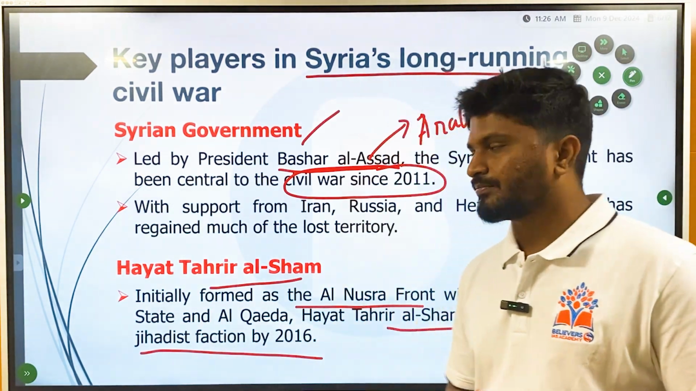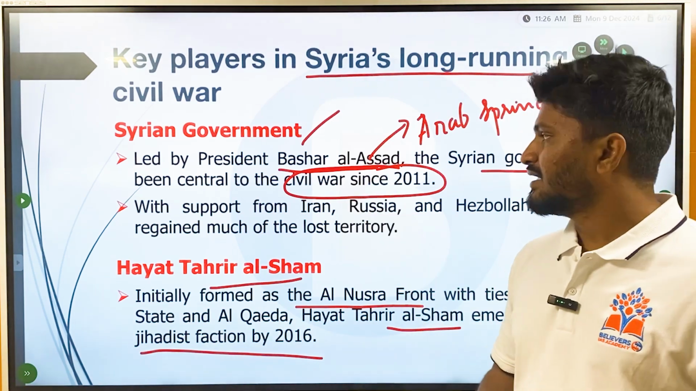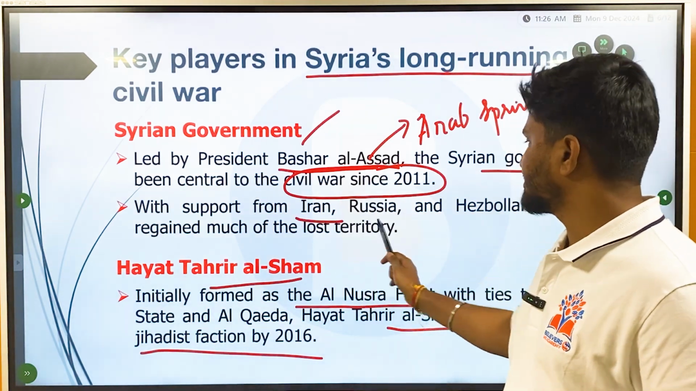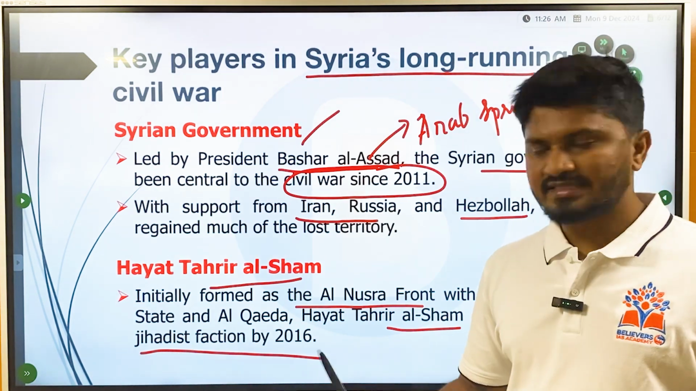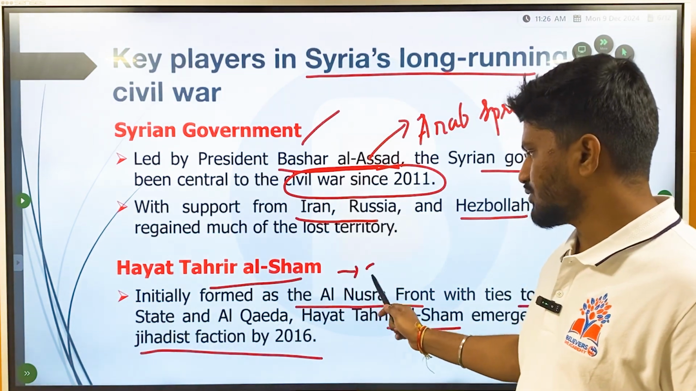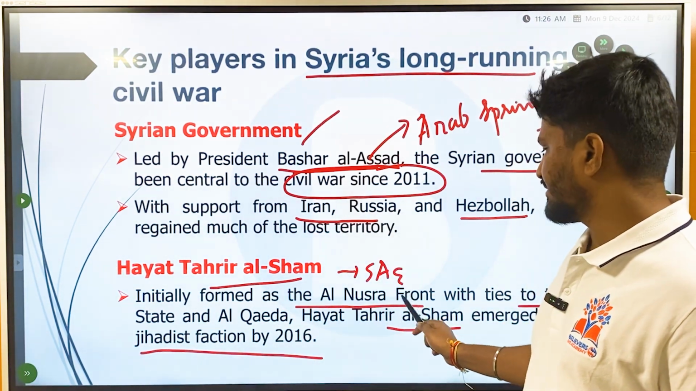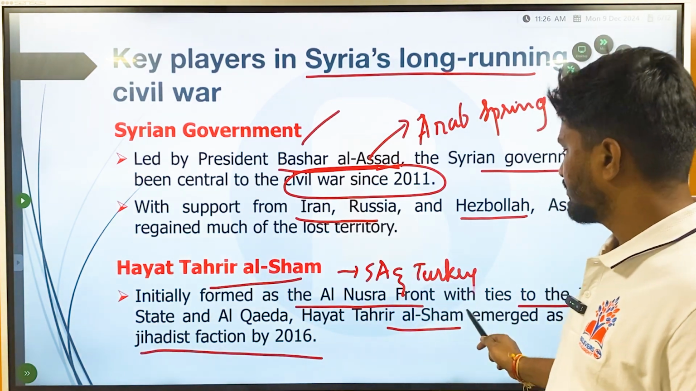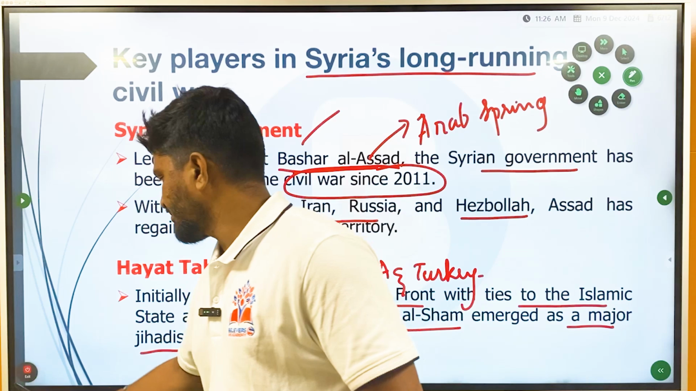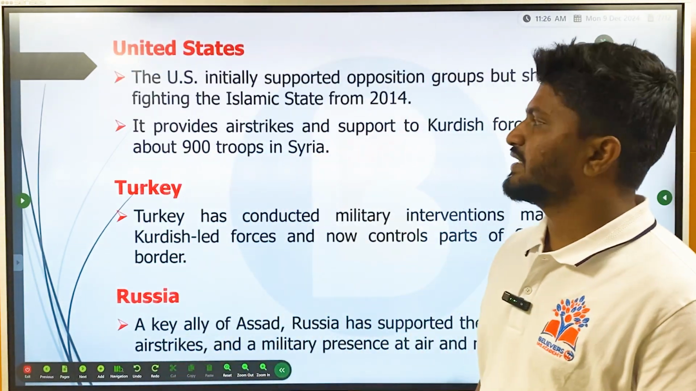they are always fighting. And the Syrian government under Assad is supported by Iran, Russia, and Hezbollah. Assad has regained much of the lost territory, but Hayat Tahrir al-Sham is supported by Saudi Arabia and Turkey.